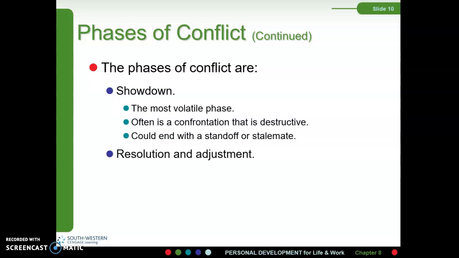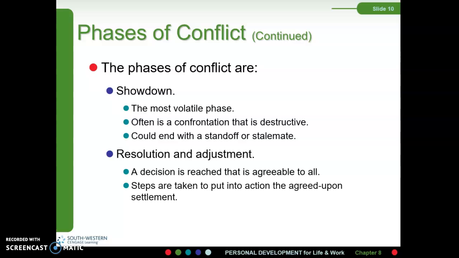Now, resolution adjustment. This is the best phase right here because you're trying to solve a problem. You're trying to resolve a conflict and you're making adjustments. I like this phase. A decision is reached that is agreeable to all. Everyone agreed to the decision. Have a clear conscience, and that's the best type of phase right there. Steps are taken to put into action the agreed upon settlement. Everyone comes together and says, these are the steps we're going to take, and this is what we're going to put into action, and everyone agrees. That's what they're doing right now with the decisions that are being made to make sure that everyone is safe in the community, globally and locally. They're making a decision that everyone can agree upon, and steps are taken that everyone can agree upon to make a settlement.